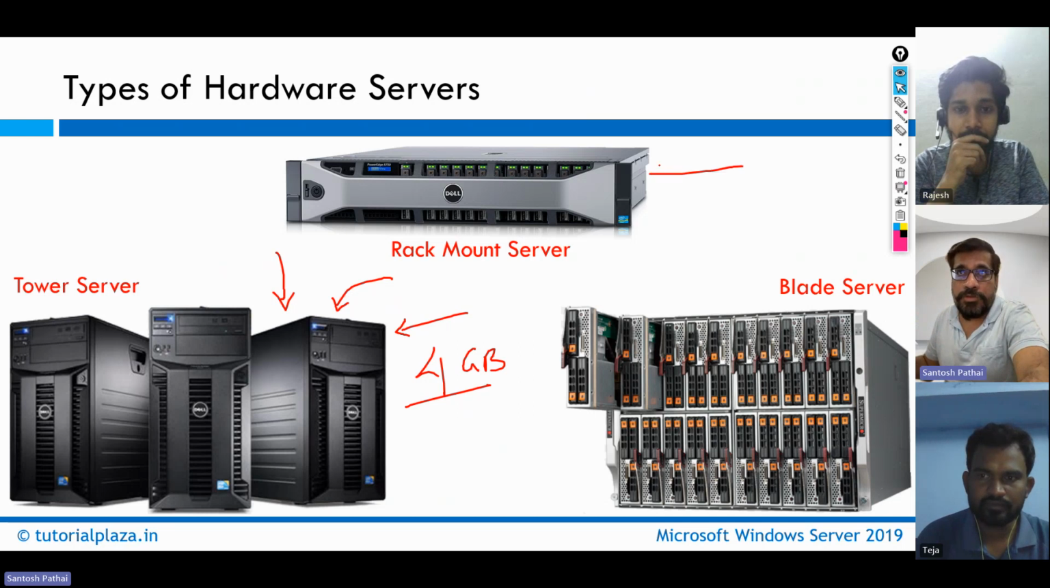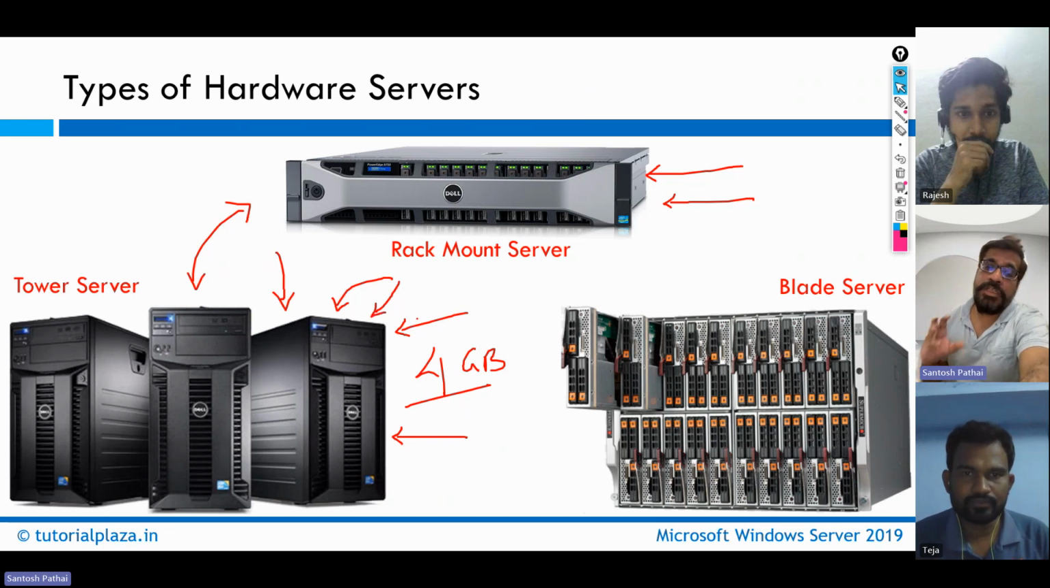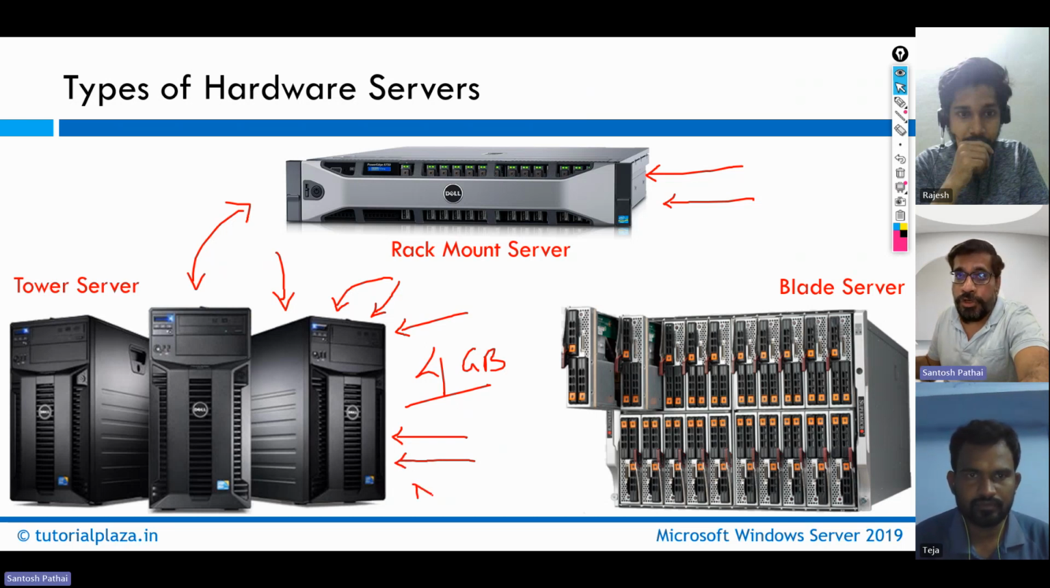Then we have rack mount servers. So what is the difference between tower server and rack mount servers? First of all, this size is very big. This size is very compact, and all the components are fitted into the cabinet itself. And most of the tower servers are non-hot swappable. They don't have the feature of hot swap. Now, what is hot swap? I'll talk in a moment.